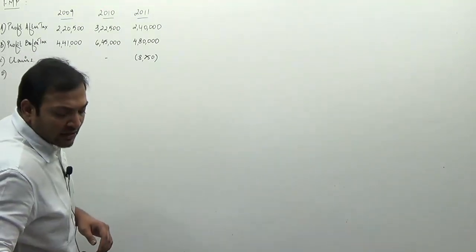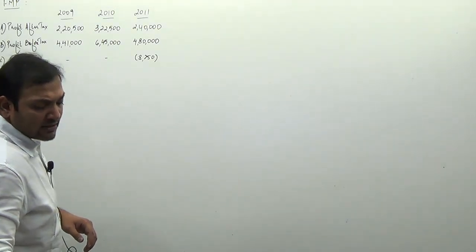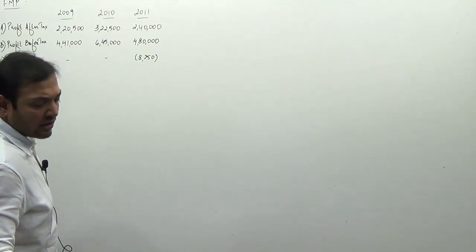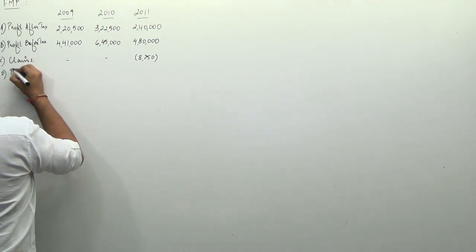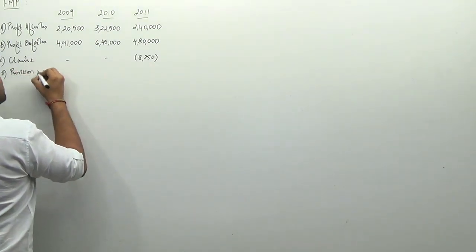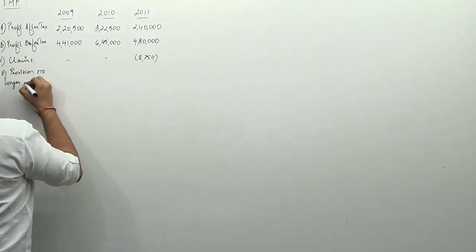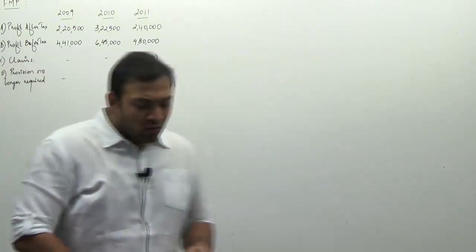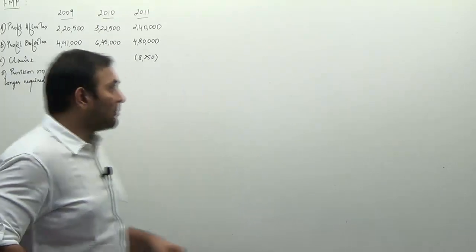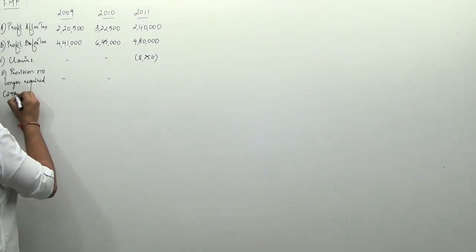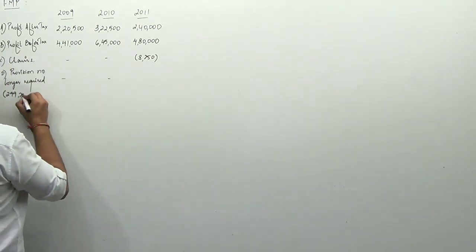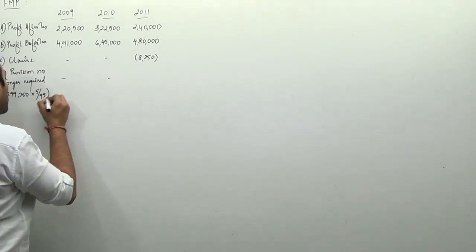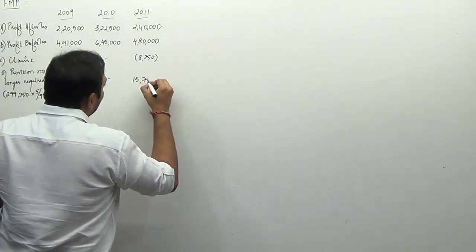Claims will reduce the profits. Another adjustment, provision of 5% on the debtors, the last adjustment, made in 2011, is no longer required. Add back the provision. Debtors net is 2,99,250 given in the balance sheet. That is after deducting a provision of 5%. That means this is 95. How much is 5? 2,99,250 into 5 and 95. 15,750 add back.